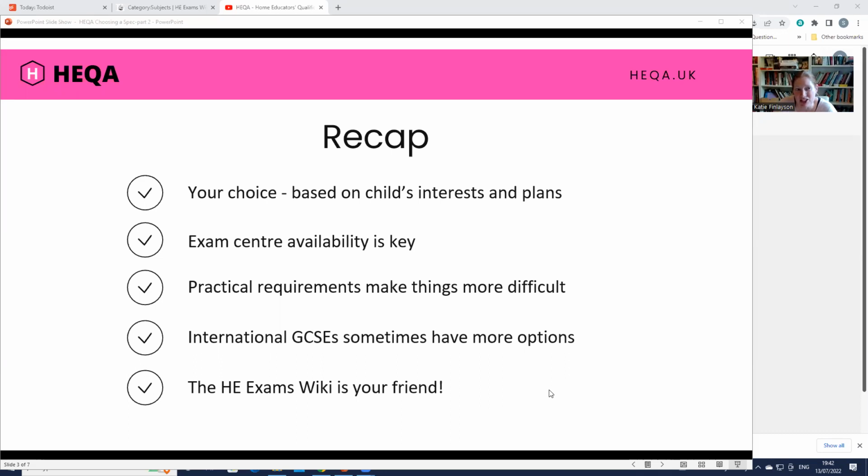And that means that international GCSEs usually have fewer of those practical requirements, particularly the ones that aren't built into the grade. So we'll talk about science as one of the main ones here, but it comes up with a couple of other subjects as well, where international GCSEs are easier to do, not because the exam itself is any easier, but because it doesn't have those practical requirements, so it's easier for an exam centre to offer it to you to do.